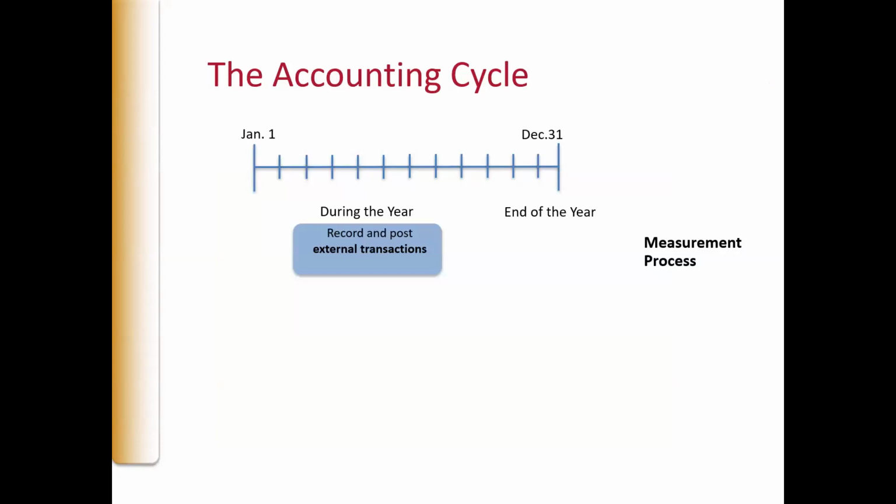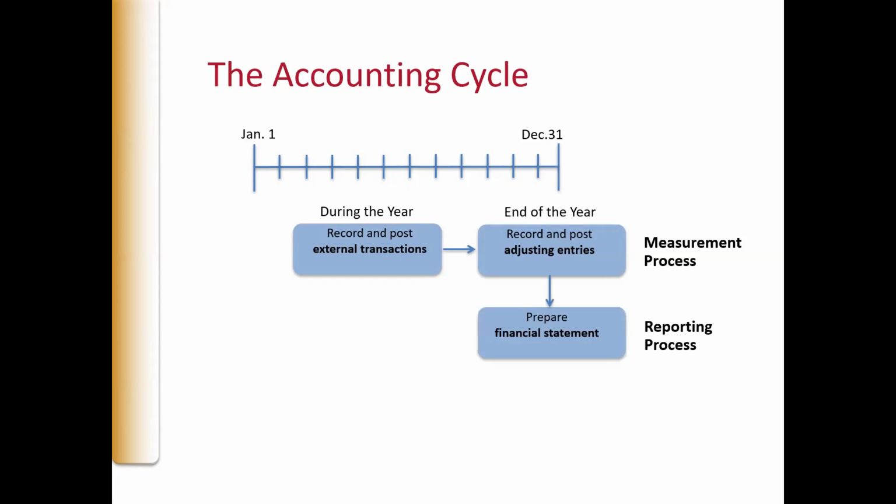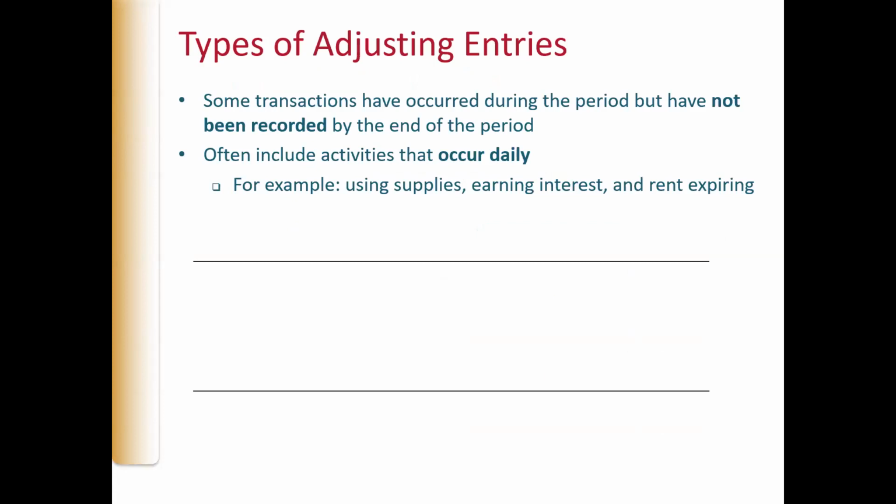So during the period, we record all these external transactions. Then at the very end of the year, we need to record and post what we're going to now learn about. That's called adjusting entries. From there, we'll prepare financial statements, and then we'll eventually close the books. Now, this week, we're only going to talk about the adjusting entries and what we call an adjusted trial balance. Next week, we're going to talk about preparing financial statements and recording the closing entries. So we're only doing half of this chapter.